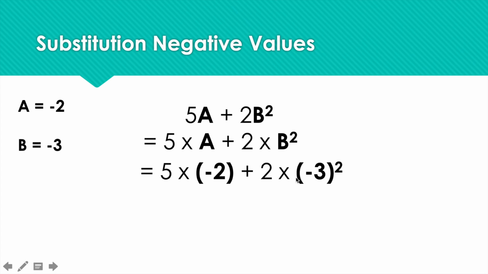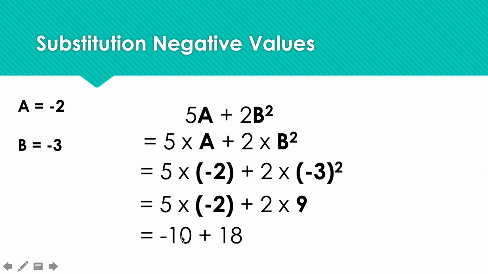It's really important those brackets are there. So when you put this into your calculator, that -3 squared, that's -3 times -3 gives us 9. And the 5 times -2 is going to give us -10. 2 times 9 is 18. So -10 plus 18 is 8.